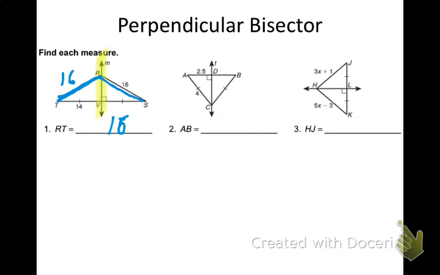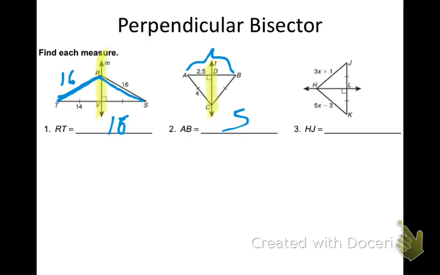Number two, I know AD is 2.5, and AC is 4. But I want to find AB. So I want to find that distance right there, which means AB is a distance of what, Austin? Nice job, sir. Double it up, right? Or take 2.5 plus 2.5, you get 5. Good work.